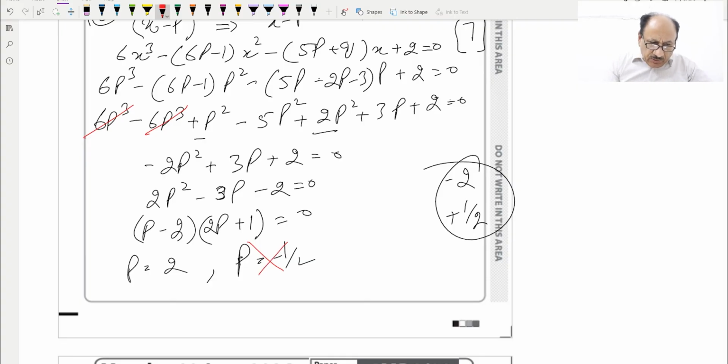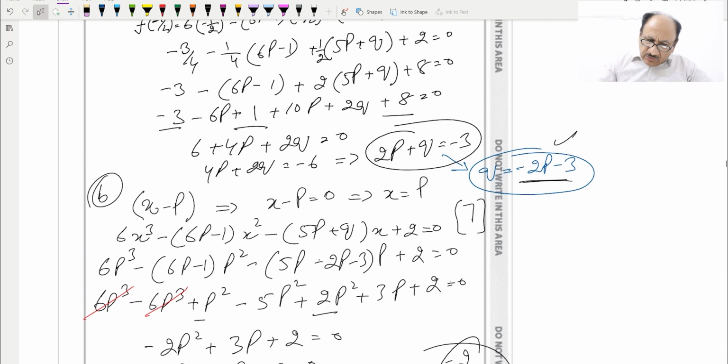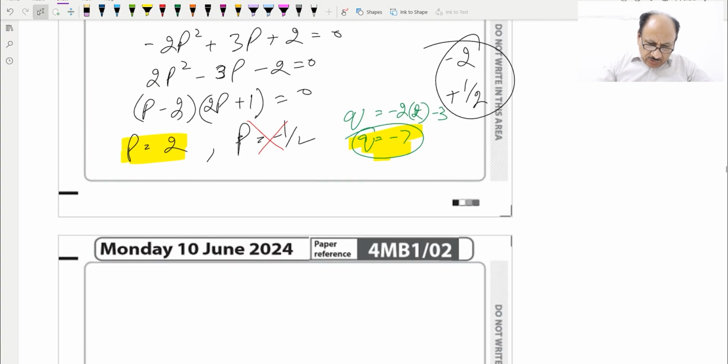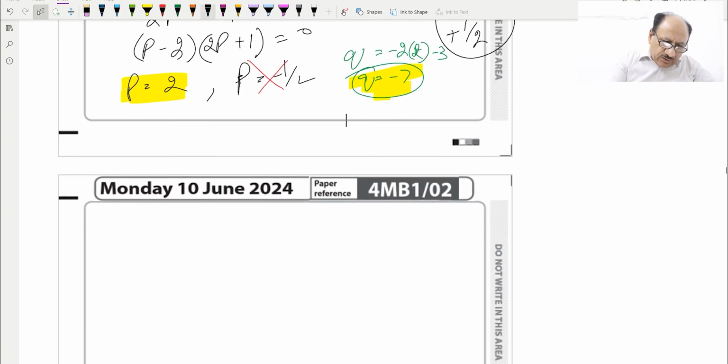Why are we rejecting it? The reason is that in the question they have mentioned that p and q are integers. So one answer, the p value is this one which we found, and the q value we can replace in this one. q is equal to minus 2 into the p value 2, minus 3, so this will be minus 4 minus 3, so minus 7. The q value is minus 7. So we found the p and q values. Hopefully you understood this.